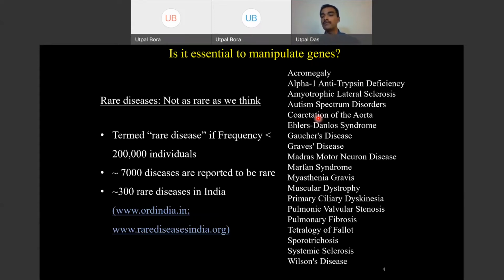Then I, for the first time, heard about Madras motor neuron disease. I never heard about Madras motor neuron disease, so I looked into it a little bit. It's a very interesting disease. It has been reported in maybe 200 people, concentrated in one area in Chennai. And it's largely a genetic disease, but environmental factors are also associated with this kind of disease. What happens in those people is there is a kind of weakness in nerves, and that leads to very thin and underdeveloped legs. So this is Madras motor neuron disease.